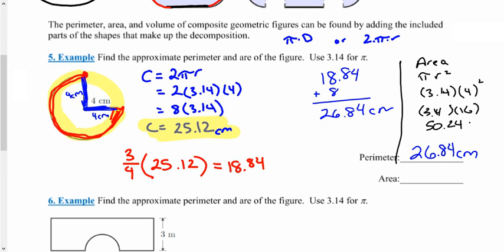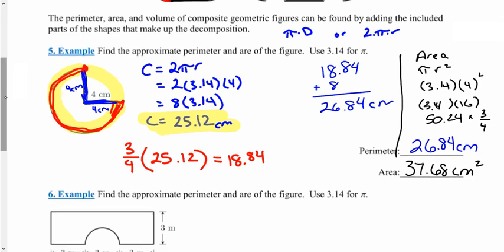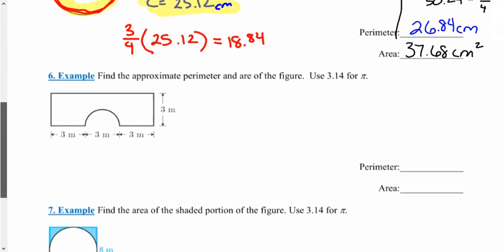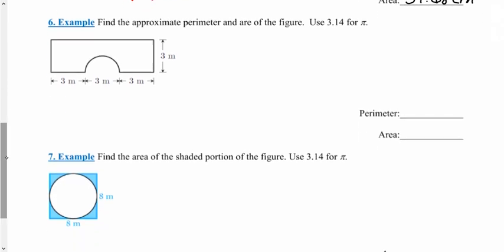And then we take that times 3/4 because we only want 3/4 of the circle. So we'll take our 50.24 times 3/4 and get 37.68. Specifically, that's 37.68. It's an area. It's square centimeters. Okay. All right, we've got 2 more problems to do in this part of the video.